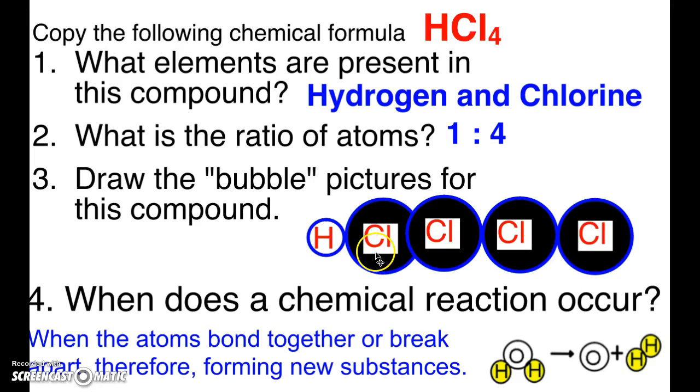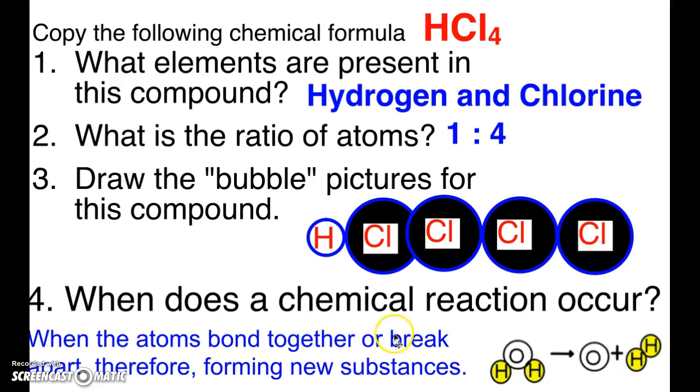Also, the reason why I drew the H smaller than the Cl atoms is because hydrogen is a smaller atom than chlorine. Hydrogen only has 1 proton and chlorine has more protons than that. Off the top of my head, I think chlorine has 17 protons.